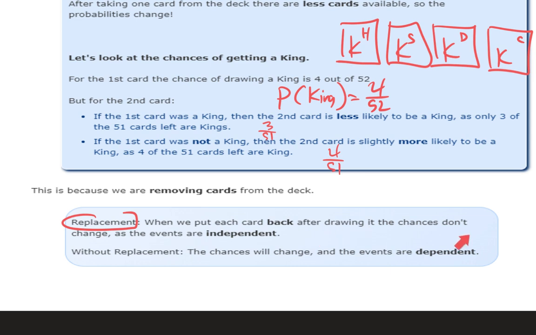Okay, and then if we do that, the chances don't change, and then that's independent. Okay, that's like what we practiced last time. So if we put it back, it's independent because it doesn't change. We still have the same amount below.